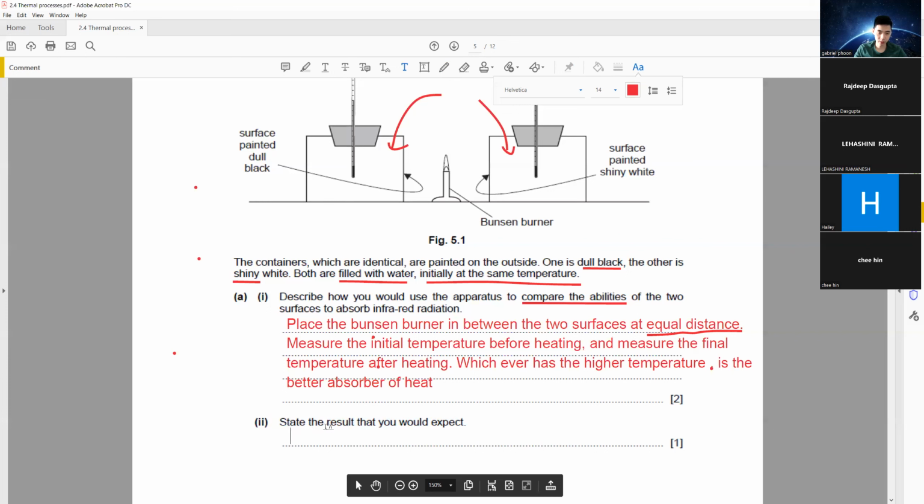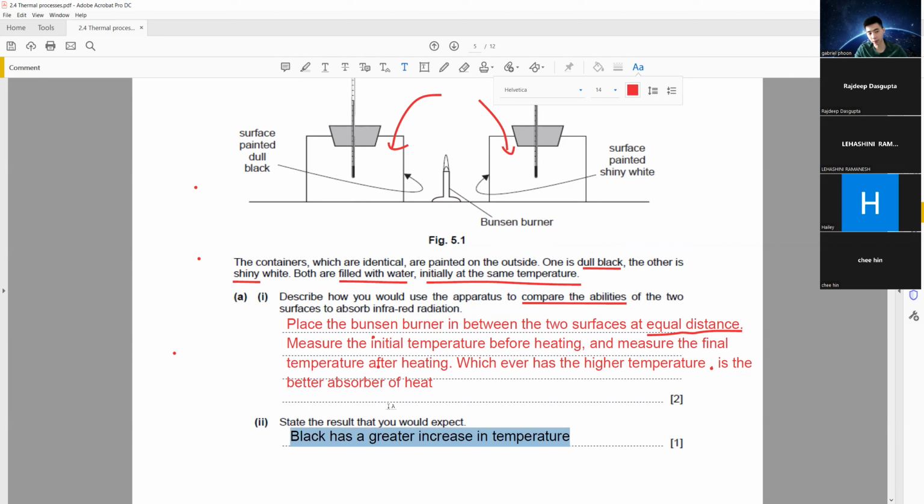Then after that, of course, state the result that you would expect here. Obviously, you're going to say that black has a greater increase in temperature. Something like that, right? Obviously, you know that black color is the better absorber of heat, and thus it should have the greater increase in temperature. Okay. Anyone got any questions here?